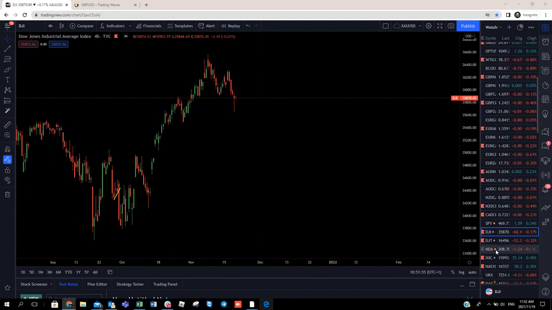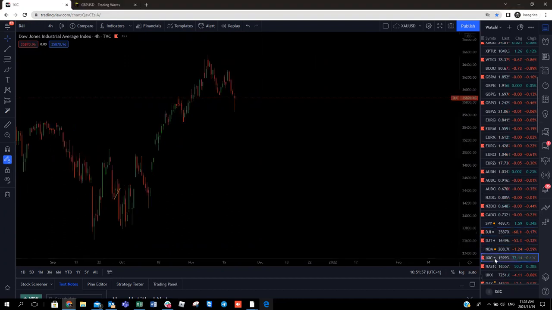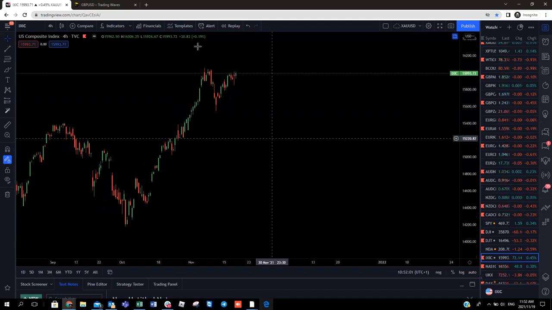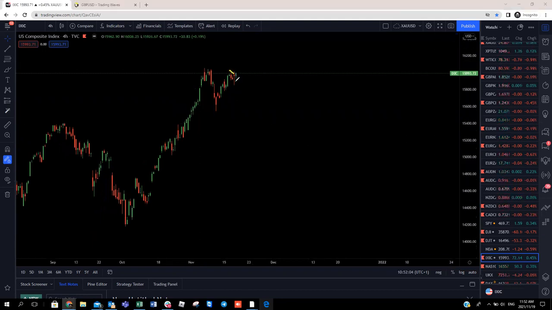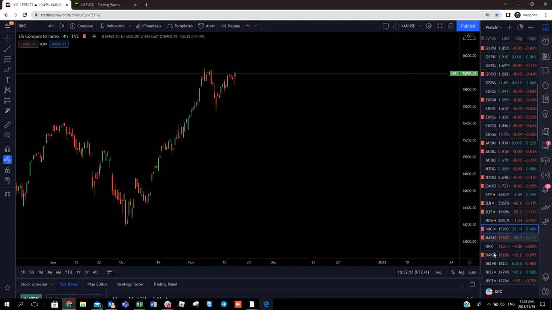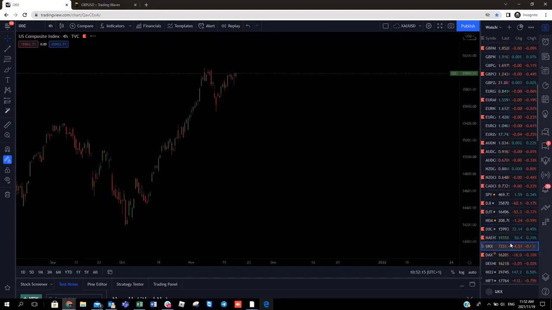The NASDAQ, let's have a look at the NASDAQ. Looking at the NASDAQ, still looking for this to give us this as a wave 5. This looks like wave 5, 1, 2, 3, 4. Looking for a wave 5 to the upside around those levels. That is the NASDAQ.